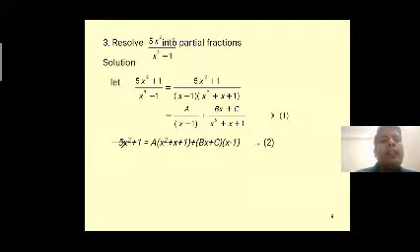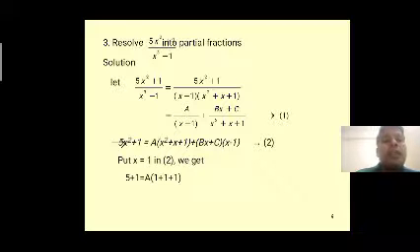After completing the LCM, we equate 5x² + 1 = A(x² + x + 1) + (Bx + C)(x − 1). Put x = 1 in equation 2. We get 5 + 1 = A(1 + 1 + 1), that is 6 = 3A, so A = 2.